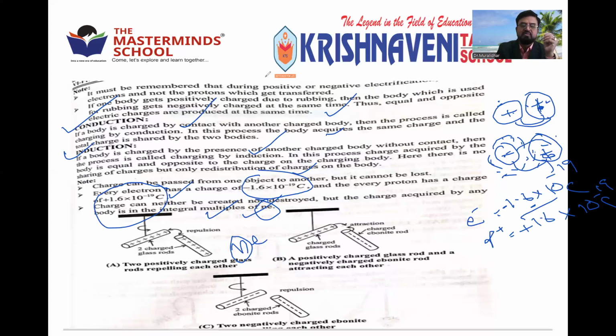See here, diagrams are given. Charge by friction, charge by conduction, charge by induction. Friction is rubbing two bodies. Conduction is placing one charged body and one neutral body in contact with each other. Induction is taking one charged body and a neutral body, and without contact also they can charge it. So like that, there are three methods for electrification, three methods for giving charge to a body. Right? Clear? So the three are friction, conduction, and induction.